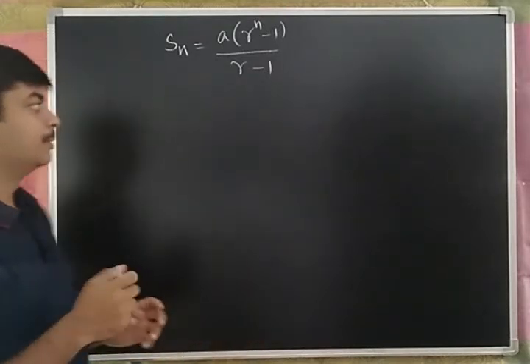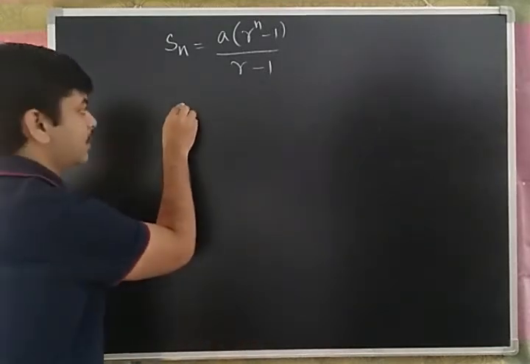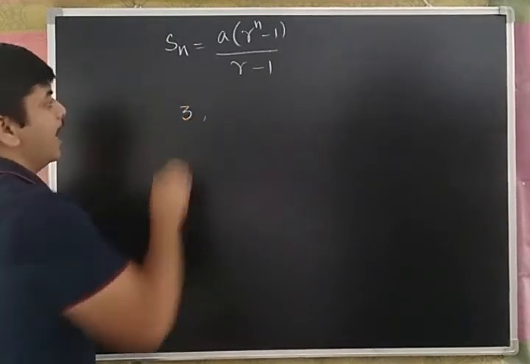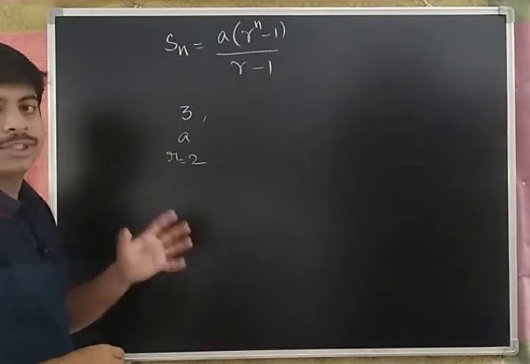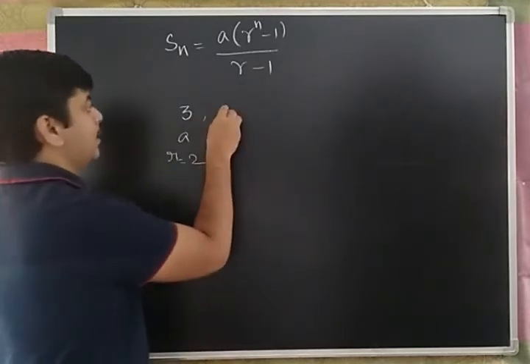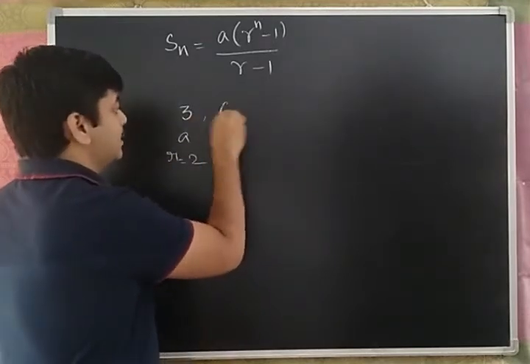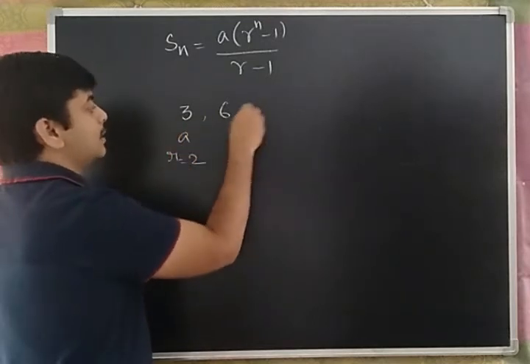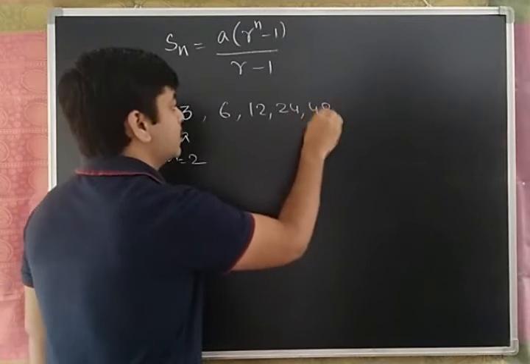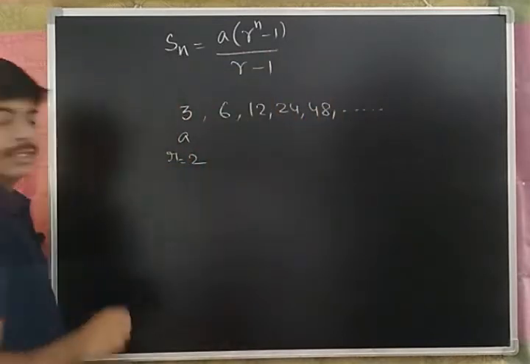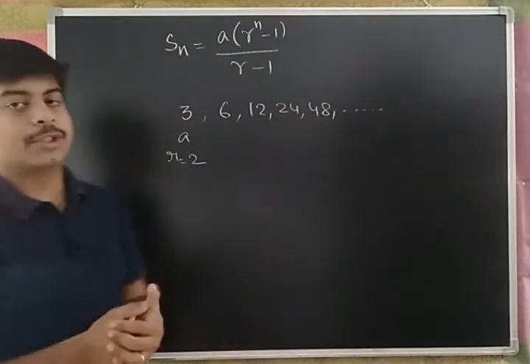I'll give you a small example. Let us take 3 as the first number, and that is a. And let us take the common ratio as 2. So this is 3, and then we'll be having 6, the next element a into r. Next one, 6 times 2 is 12, 24, 48, and so on. Correct. This is a geometric progression.